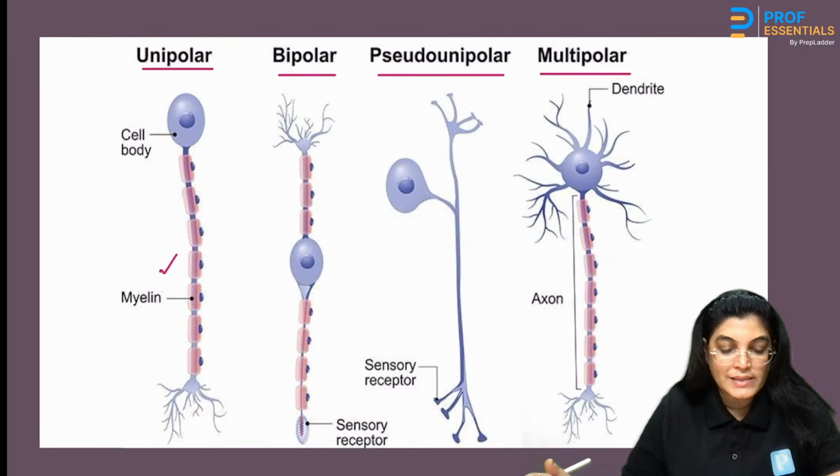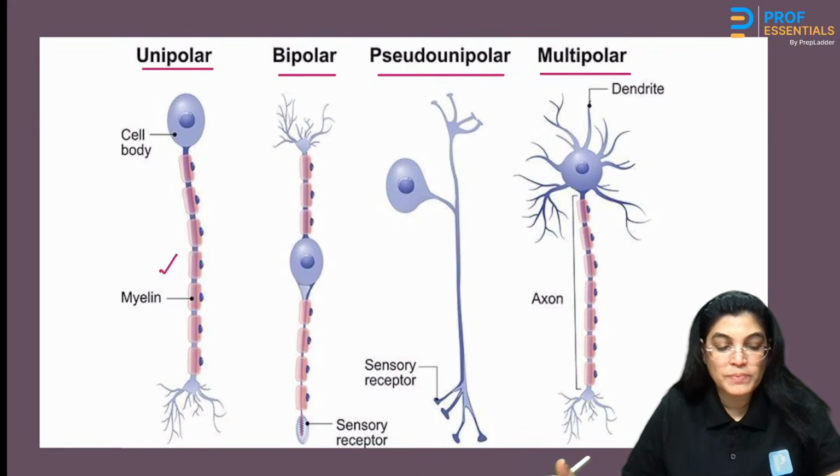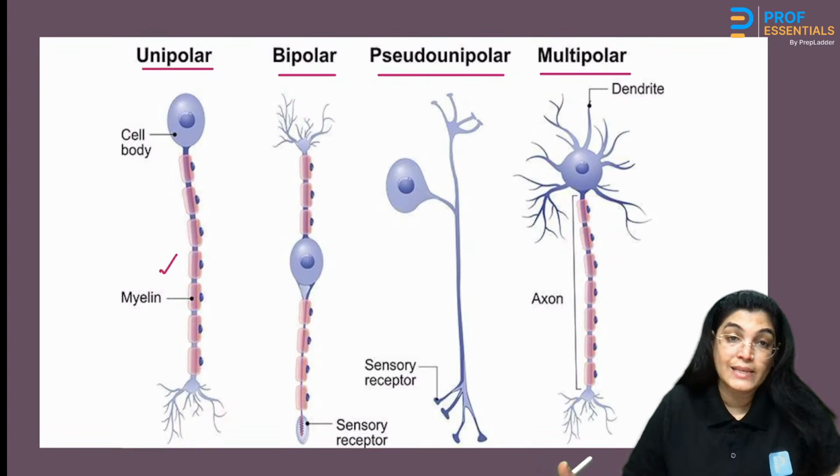Okay, so this is extending from, so we will have one process which is extending, as you can see, from the cell body. So then I will also give you the example of each variety. So basically example of unipolar neurons is mesencephalic nucleus of trigeminal.